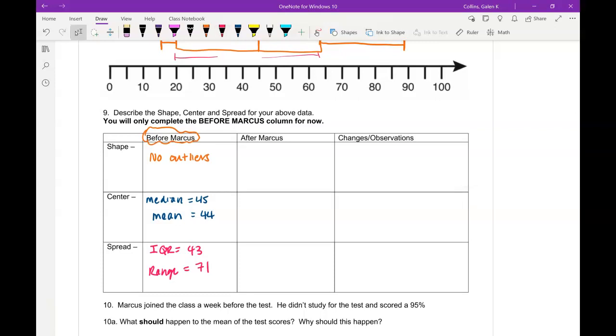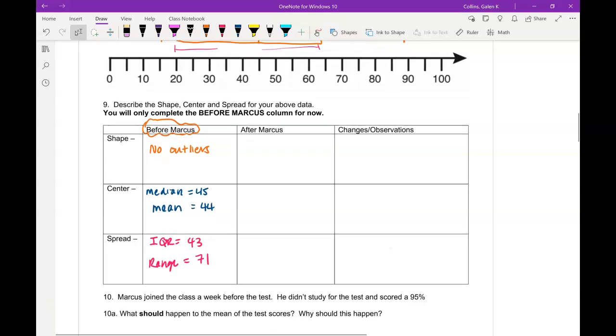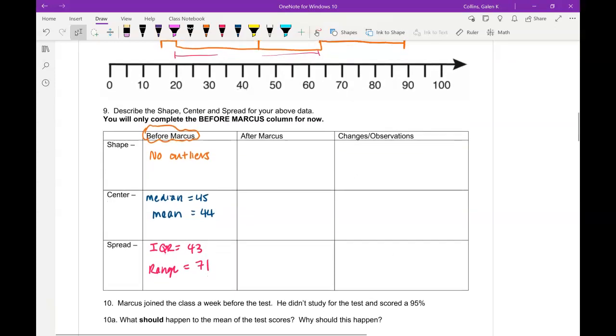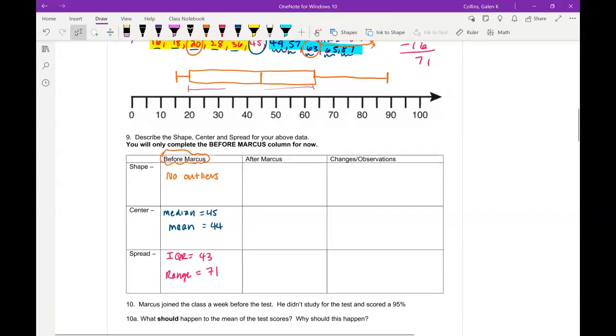Okay, so Marcus joined the class a week before the test. He didn't study, but he scored a 95. What? Marcus must be a genius. So what should happen to the mean of the test scores, and why should this happen?